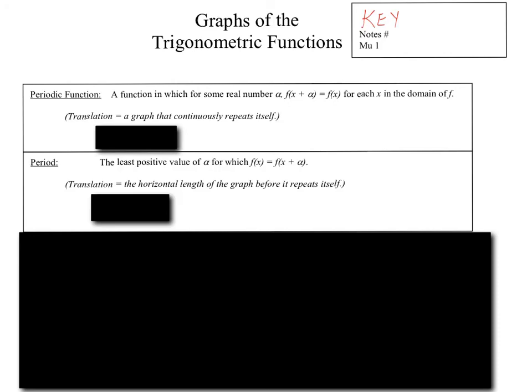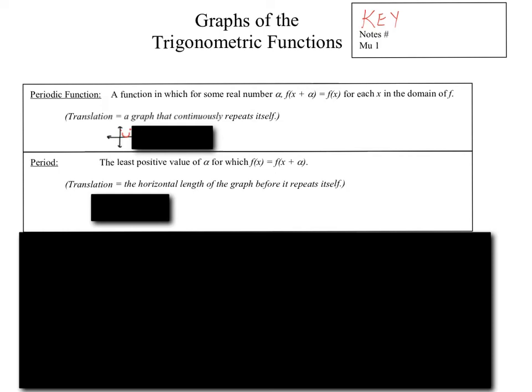Notes on graphs of trig functions. First definition we have here is a periodic function, and what it basically means is it's a graph that continuously repeats itself. Let me give you an example. Let's say we had this graph right here, a little smiley face.